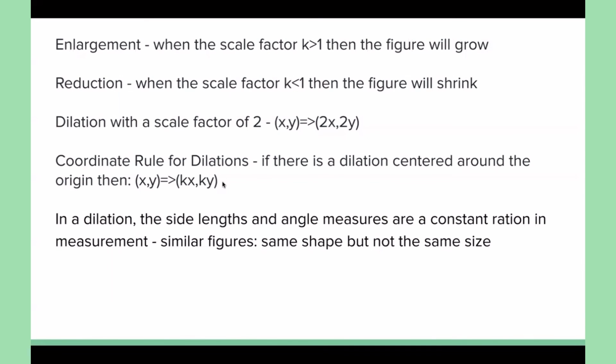In a dilation, the side lengths and angle measures keep a constant ratio. The figures are similar, the same shape but not the same size. So they always maintain the same ratio, which means that they are similar but they are not the same.